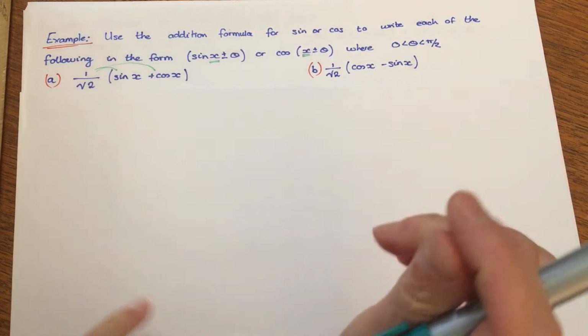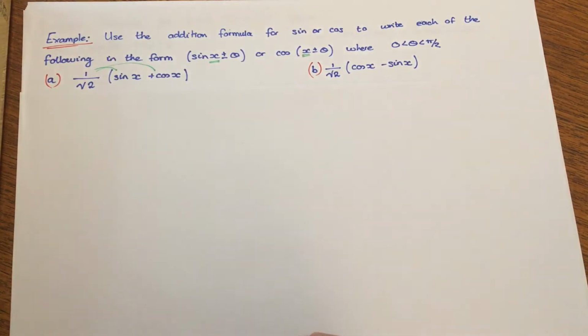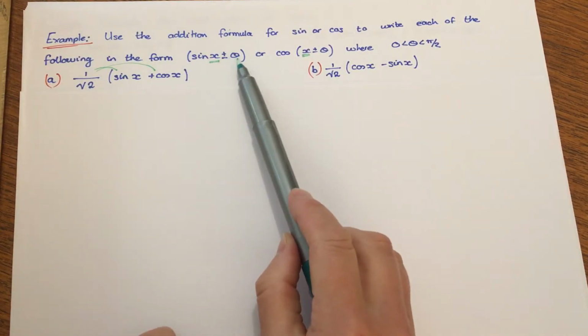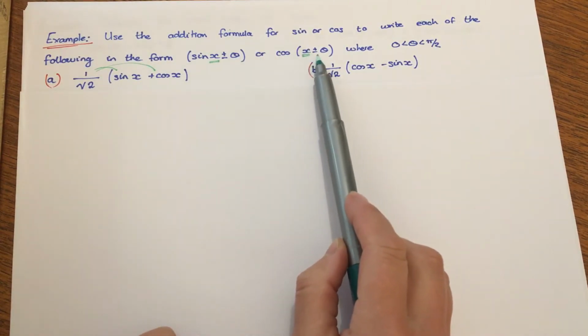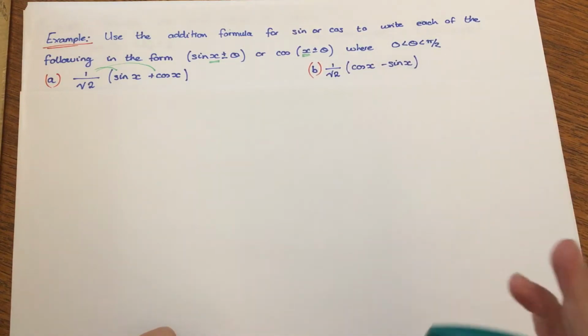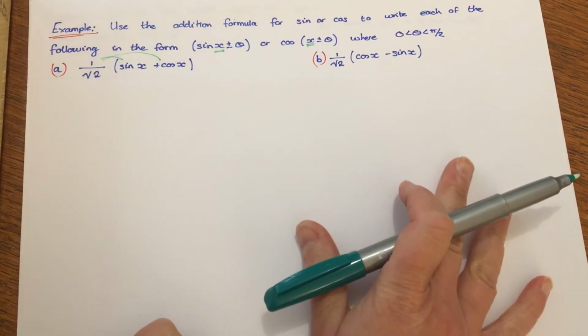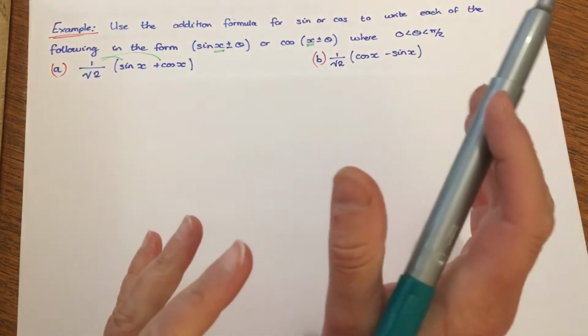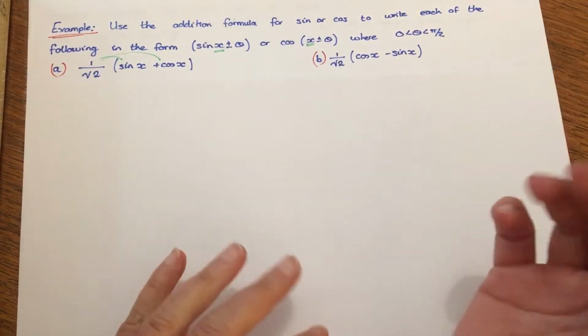So use the addition formulae for sine or cos to write each of the following in the form sine of x plus or minus theta or cos of x plus or minus theta, where theta is between 0 and pi over 2. So the first thing to do is to look at the question. Ignore the green for a second, I made a mistake so I'm going over it again.